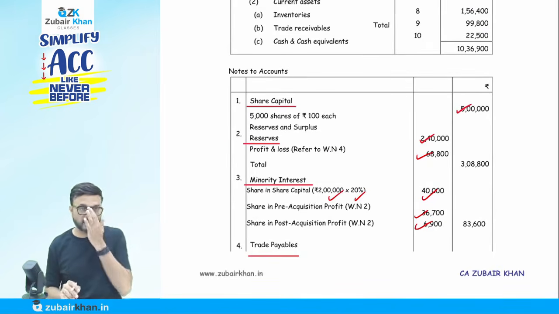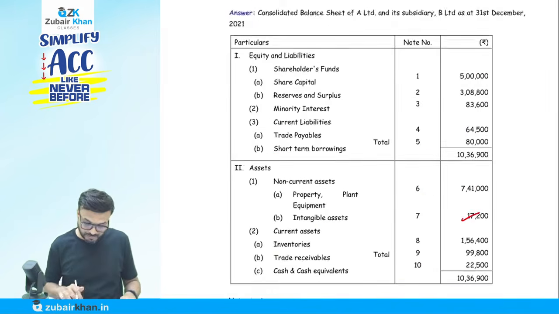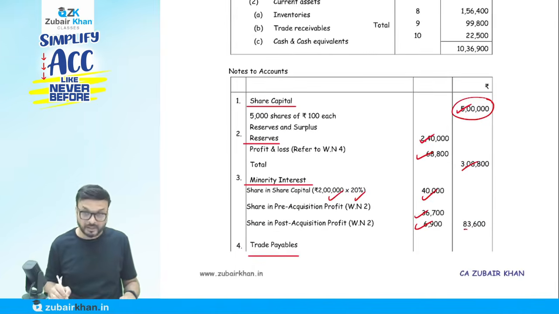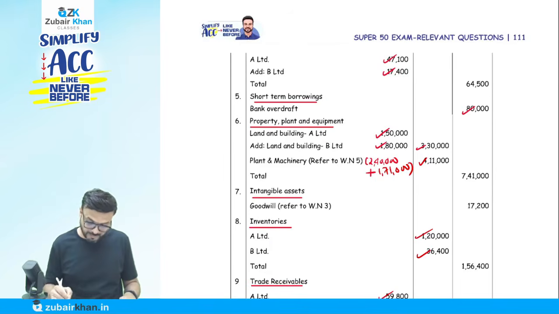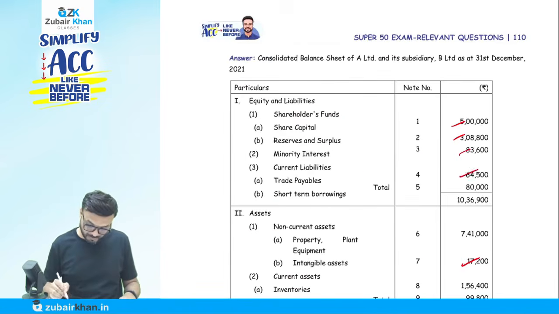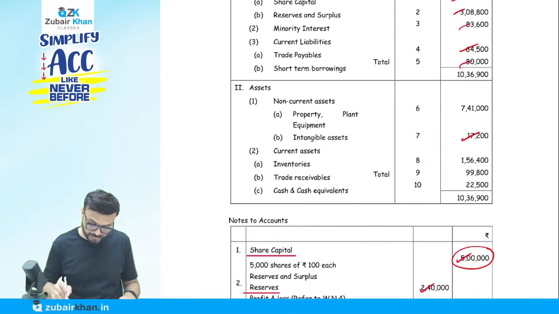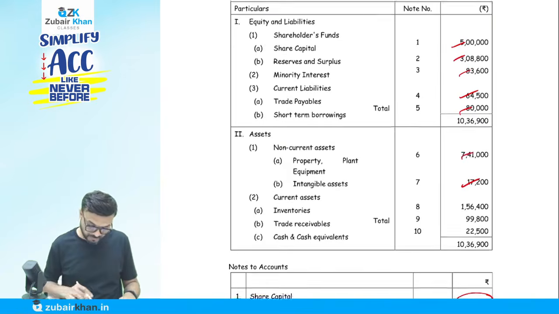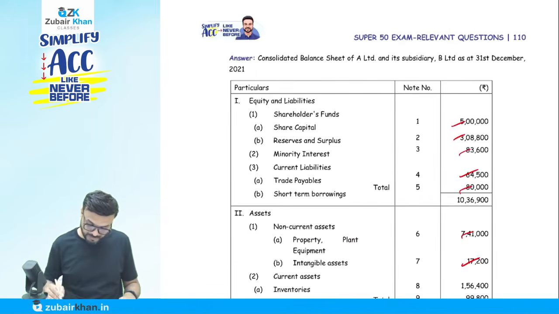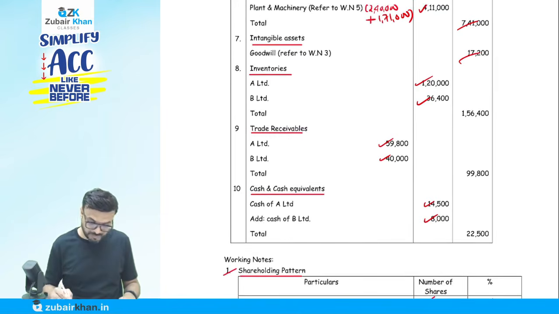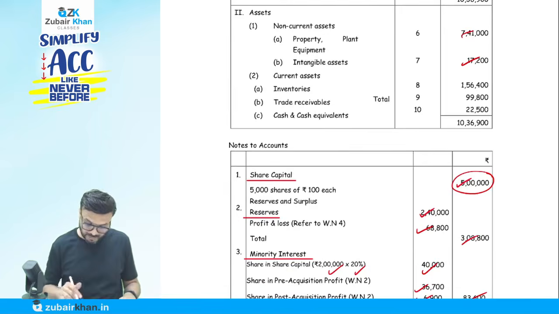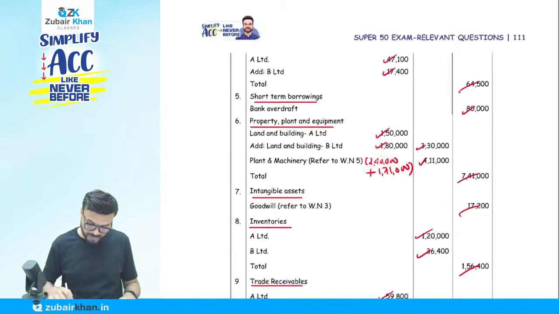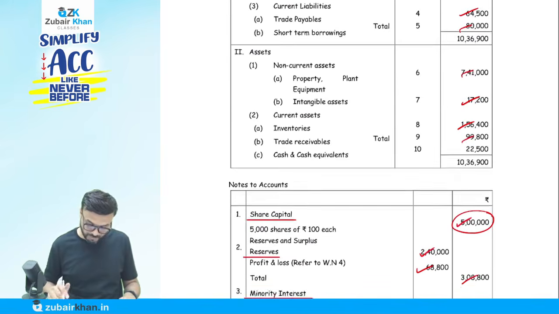Now write all the notes to account in the balance sheet. First, 5 lakh. Second, 3,08,800. Third, 83,600. Fourth, 64,500. Fifth, 80,000. Sixth, 7,41,000. Then intangible 17,200. Then inventories 1,56,400. Then 99,800 and 22,500.